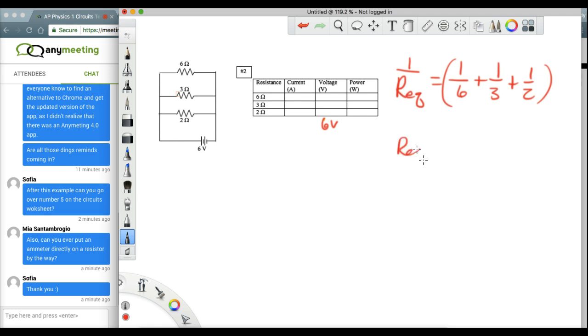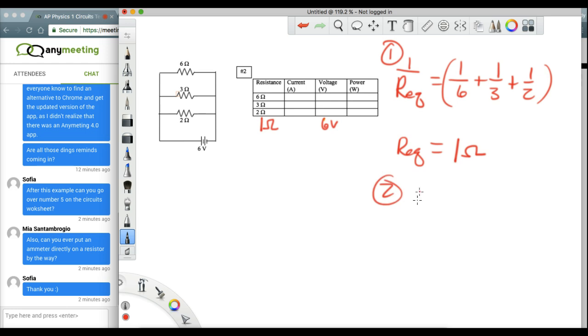And when I do that, I get a resistance of, for my equivalent resistance, what does that come out to be? It comes out to be 1 ohm. So my equivalent resistance, or my total resistance, is 1 ohm. So now I can find my total current. So there's step 1, find equivalent resistance.